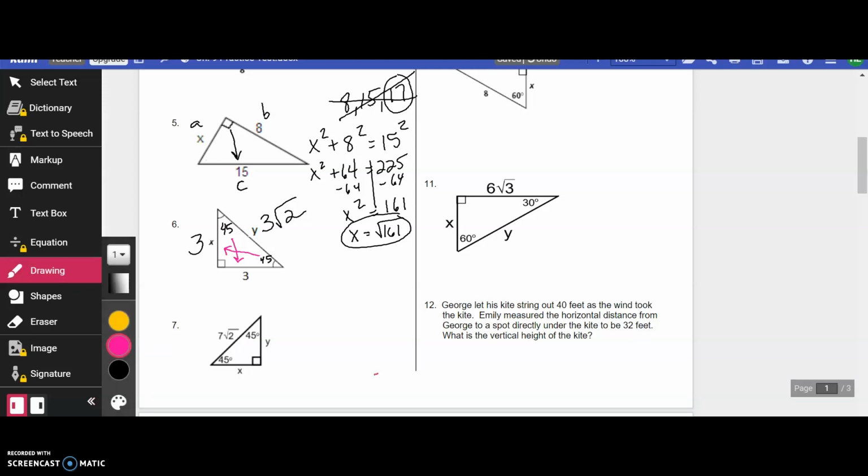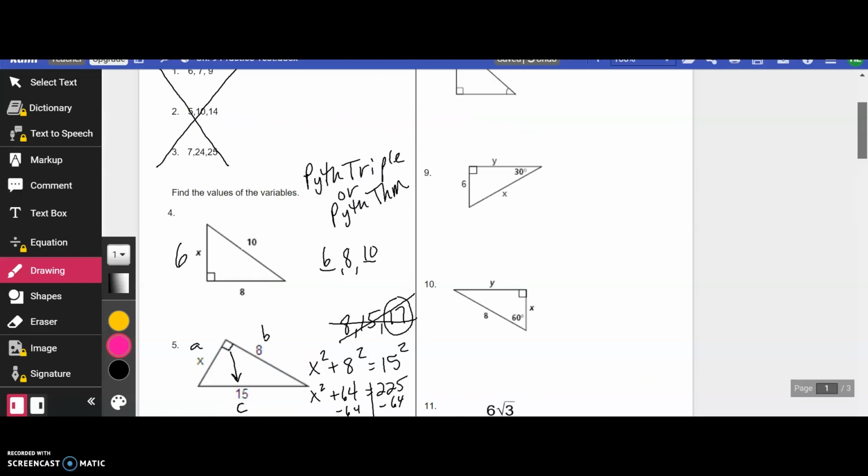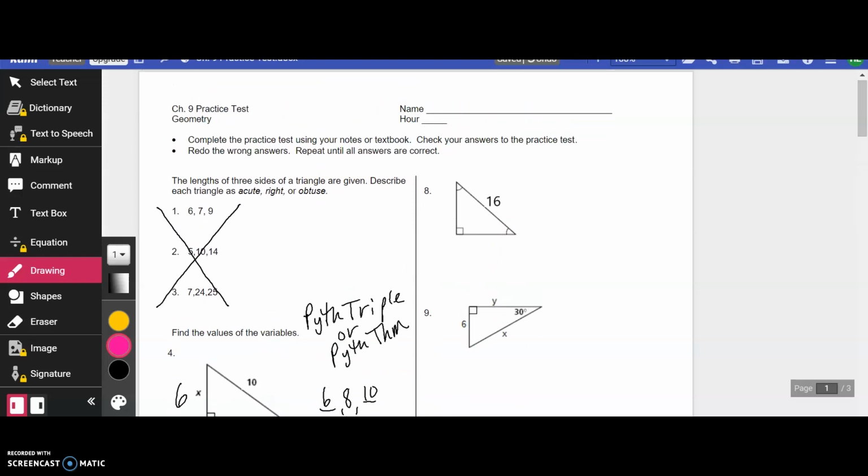All right, on the next one, again, we have a 45, 45 triangle. So 7 square root 2 is the hypotenuse. Well, that means to find the legs, we just divide by square root 2. And so those are just going to cancel. So these are 7s. Okay. So again, 7, 7, 7, the hypotenuse gets a little bit extra. All right. One more 45, 45.